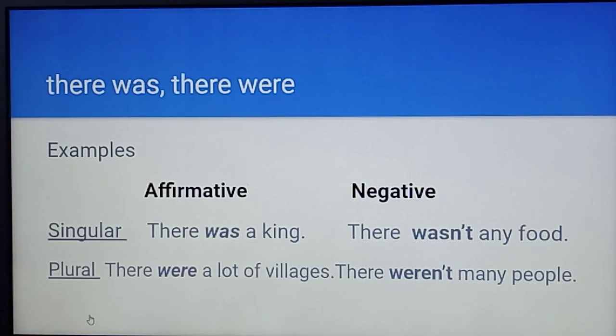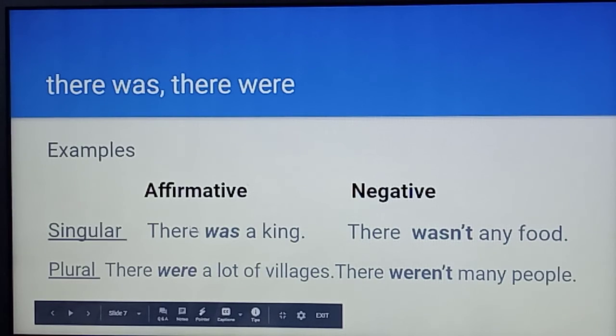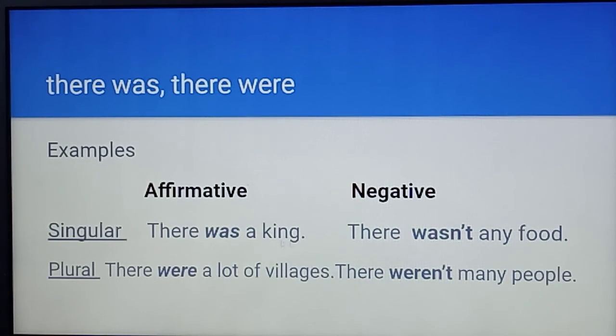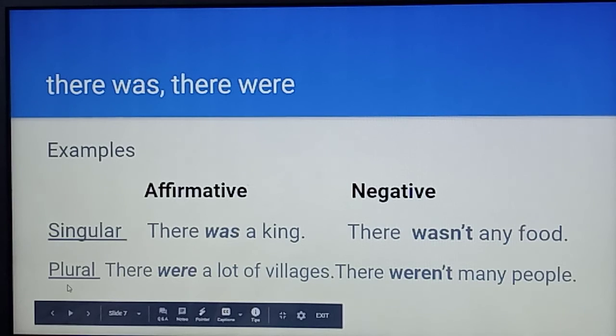Now, next. There was and there were. Both of these, we can use to show if a sentence is affirmative or negative. So for singular, there was a king. This is affirmative. For negative, you're going to use was plus not. There wasn't any food. Next, plural affirmative: there were a lot of villages. Next, there weren't many people. So were plus not. That means there weren't many people there. Okay?